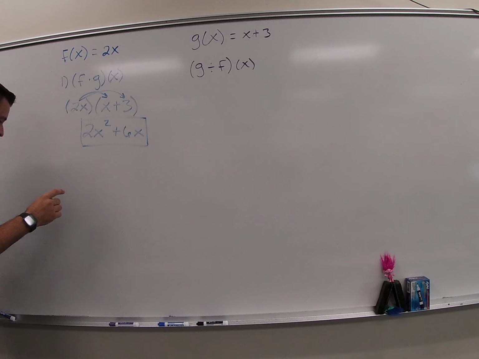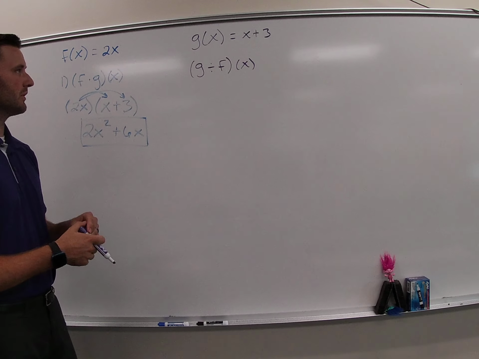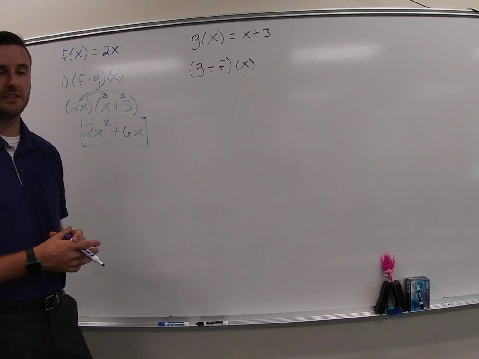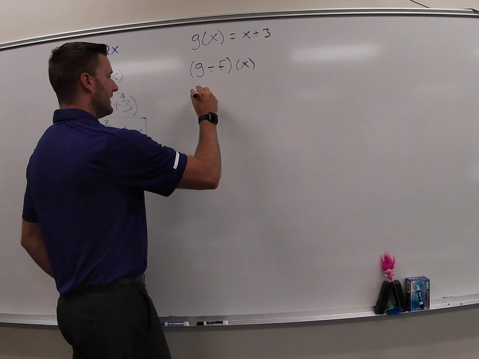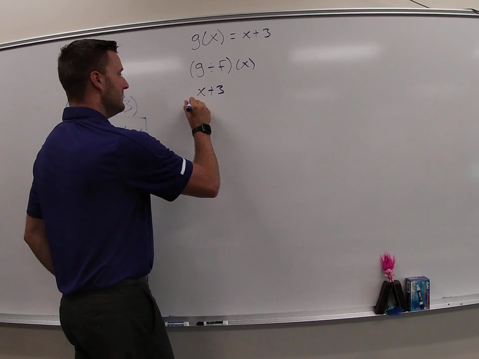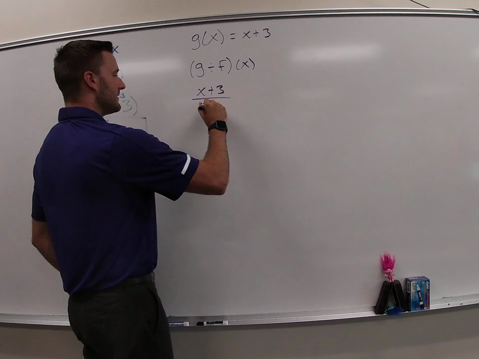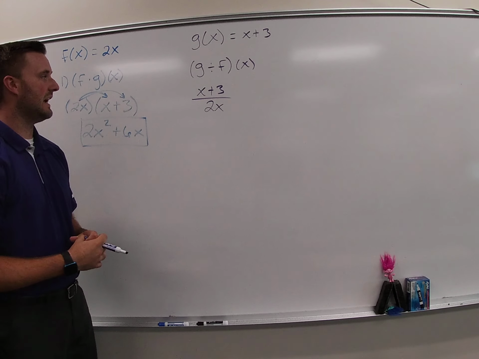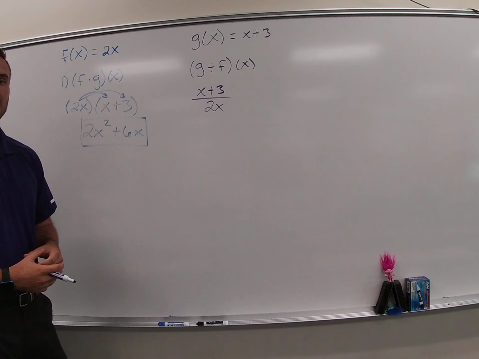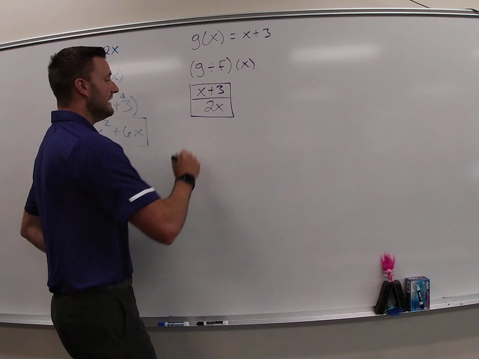Now, g divided by f of x. We are going to divide. We're going to use a fraction symbol, not this symbol, as we divide. So g of x comes first. So we're going to have x plus 3 being divided by, again using a fraction bar, 2x. Now in this case, nothing simplifies out. You would want to look to see if anything cancels out, but in this case, this is it.